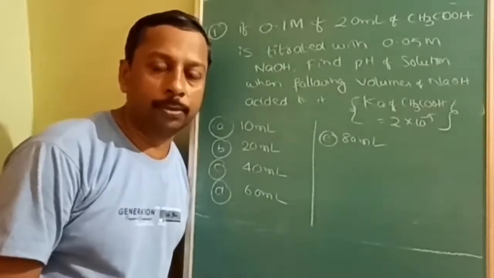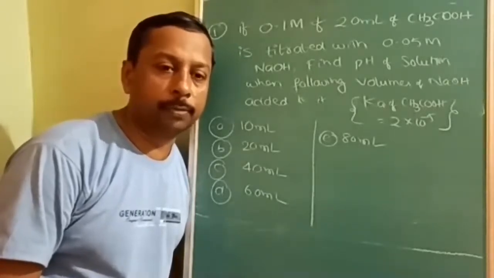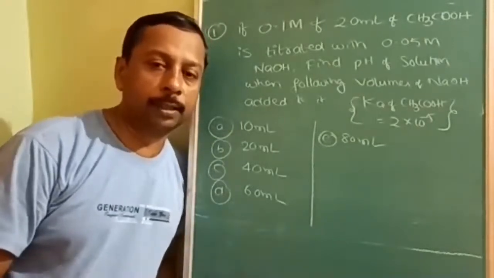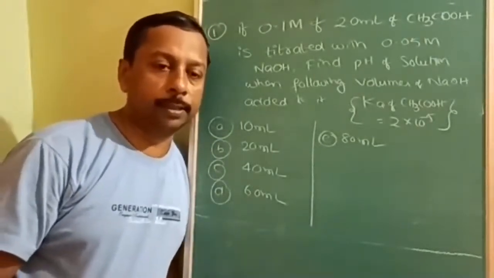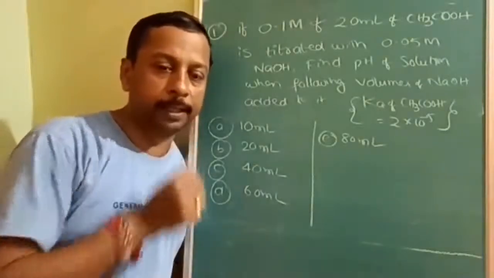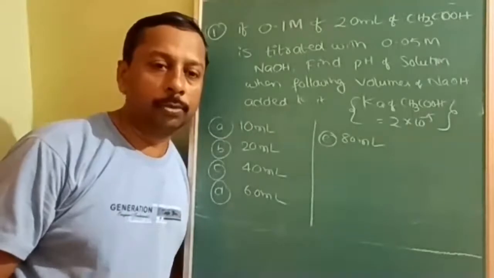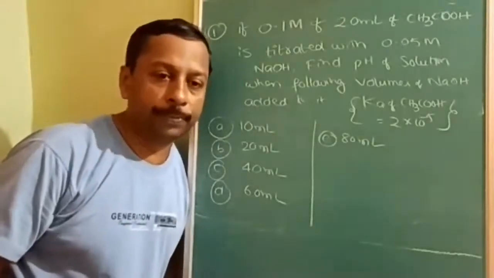Okay, so I have explained in how many parts? 4 parts. When strong acid and strong base are there, weak acid and strong base are there, strong acid and weak base are there, and both weak acid and weak base. Okay, so how to deal with that theory in the questions.